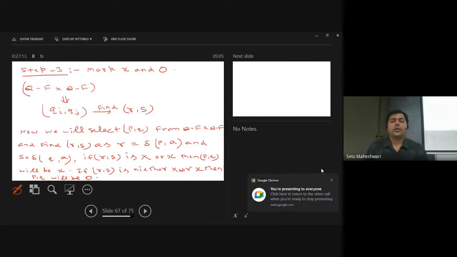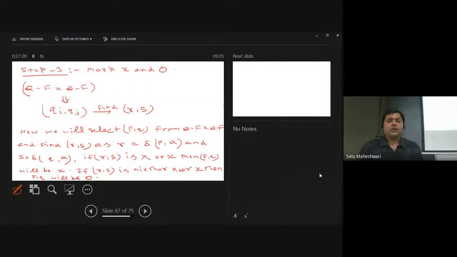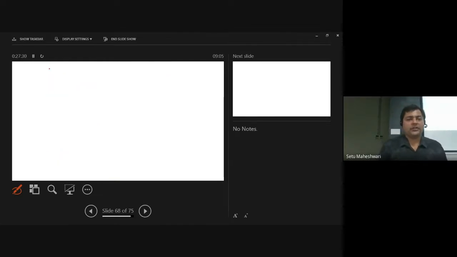Fine. Now moving on to the implementation part, how we should implement this. What do you have to do? Just pick up one pair from Q minus F cross Q minus F. So let's talk about the first pair. What is the first entry you have? Q0, Q1. Am I right? In Q minus F cross Q minus F, the very first entry you have is Q0, Q1.